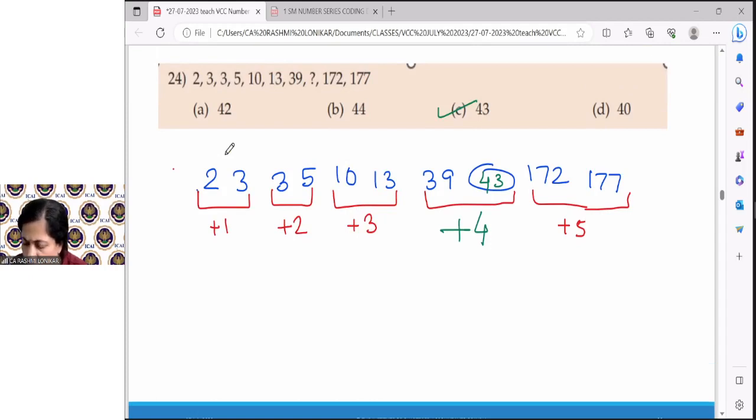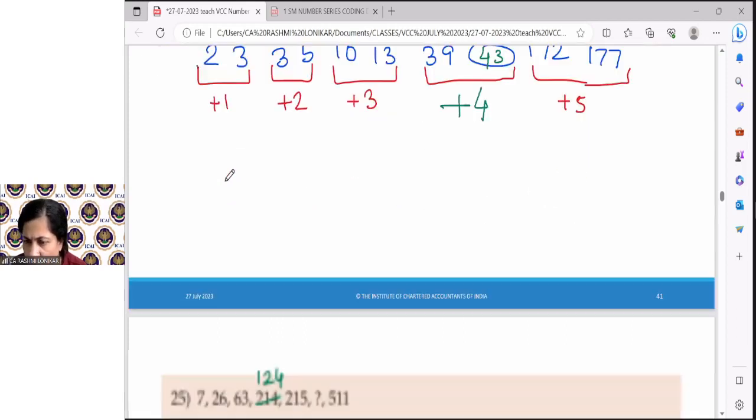Twenty-fourth, how can you write 1 into 1 is 1? 2 into 2 is 4, right? So that will not work.